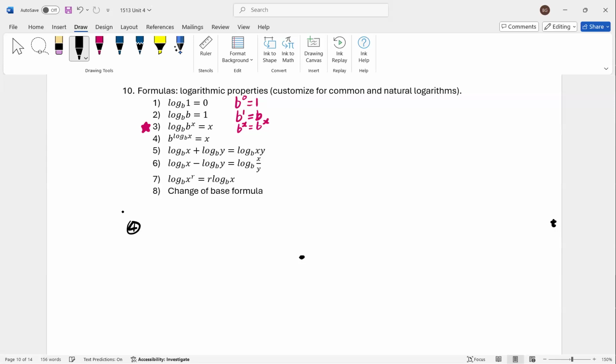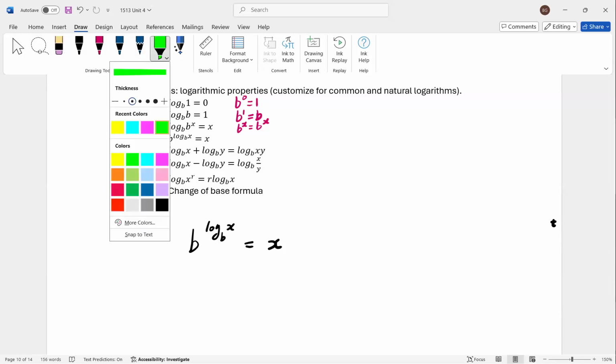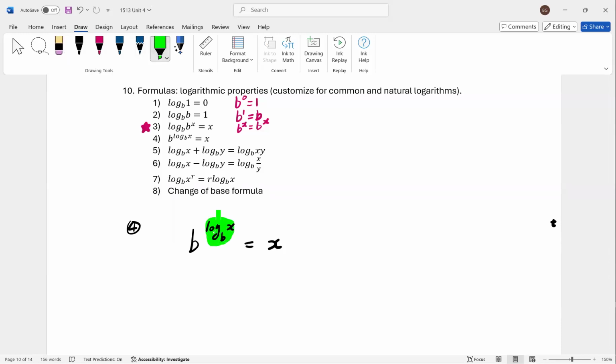Number 4, b is raised to the power of log with base b, x. The formula says that expression equals x. So this equation, in what form? This equation actually is in the exponential form, all right? It's in the exponential form. We are going to see this part as one whole thing. I colored it in green. Then in the exponential form, let's identify the 3 parts.